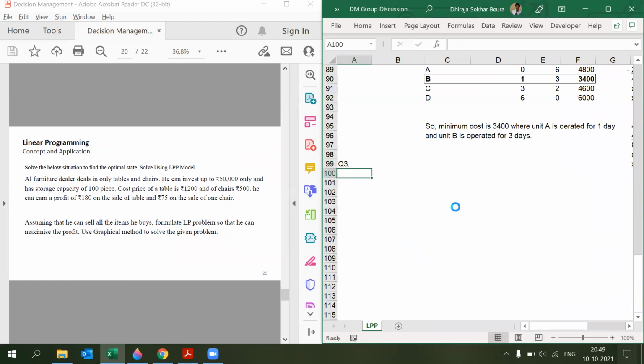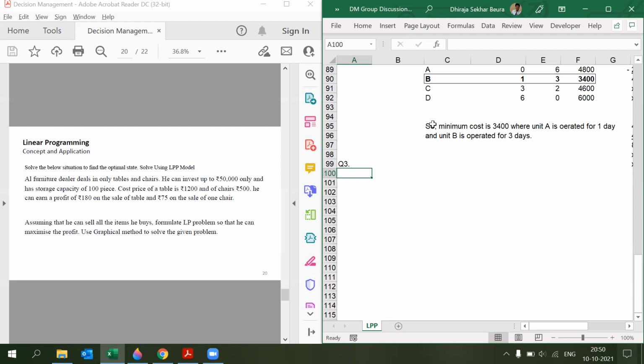Question 3. The question reads: solve the below situation to find the optimal state. Solve using LPP model. A furniture dealer deals in only tables and chairs. He can invest up to 50,000 only and has storage capacity of 100 pieces. Cost price of a table is 1200 and of a chair 500. He can earn a profit of 180 on the sale of a table and 75 on the sale of one chair. Assuming that he can sell all items he buys, formulate the LP problem so that he can maximize profit. Use the graphical method to solve this given problem.